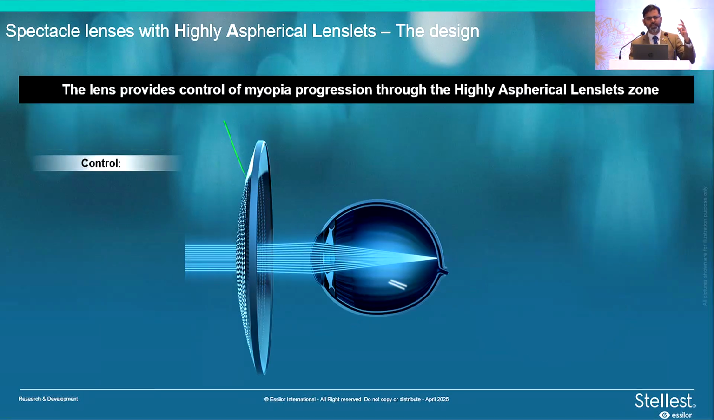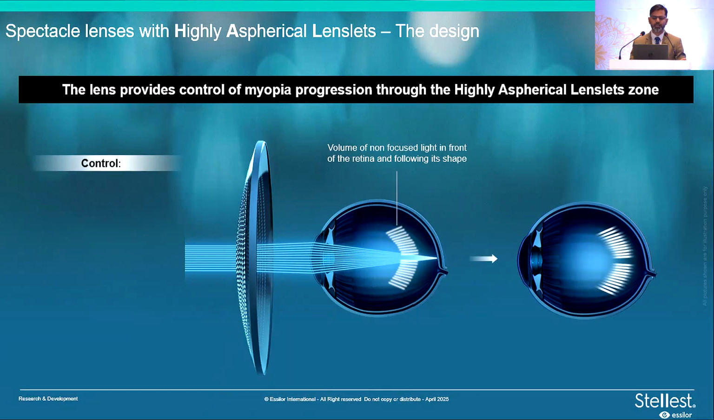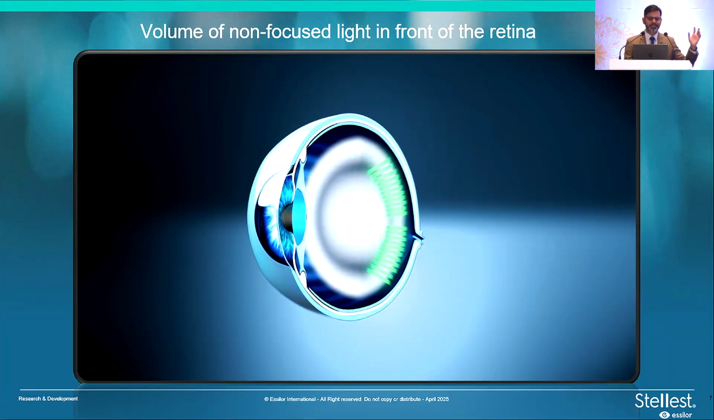So if we are using a Stellest lens, you are getting good correction. Along with that, when we combine this micro and macro element, what we get is a shape of volume of myopic defocus. This forms a kind of shell right in front of the retina and in the shape of the retina, because of how all the rings and asphericity are decided. So actually, this is how it looks.